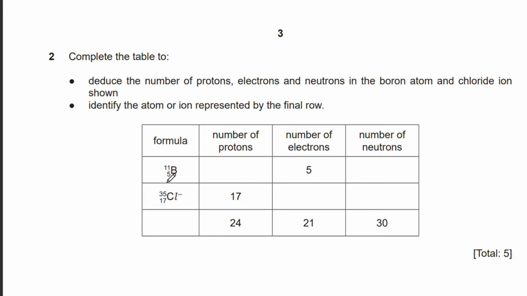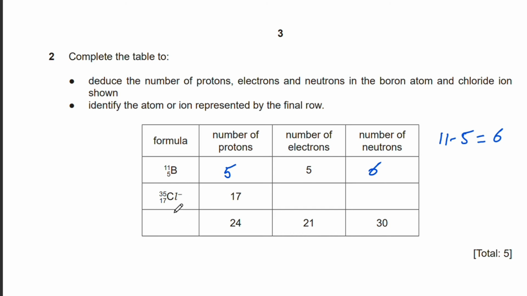Okay, so boron, this is 11,5. As you know, this is the nucleon number, which means the number of protons and neutrons, and this is 5, which means the number of protons. So the number of protons is 5. Since this is an atom only, the number of electrons will also be 5. The total positive charge is equal to the total negative charge. Number of neutrons, you do 11 minus 5, which is 6. So right here 6.